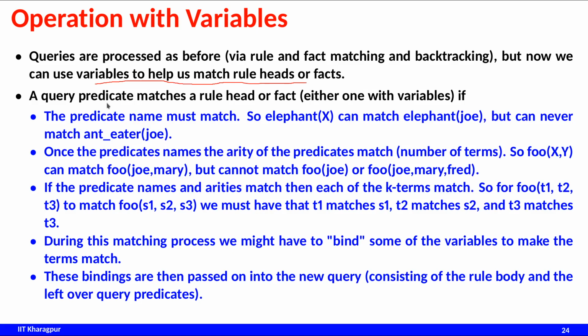A query predicate matches with a rule head or fact if the predicate name matches. We have seen that elephant X can match with elephant Joe, but this cannot match with anteater Joe. So the predicate name must match. Once the predicate names are okay, we have to check the arity of the predicate, that means how many terms are there within the predicate. Like if I have foo X Y, then it can match with foo Joe Mary, but it cannot match with foo Joe or foo Joe Mary Fred.